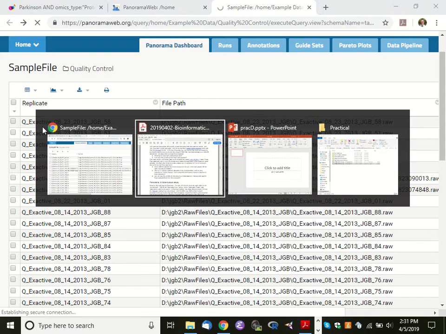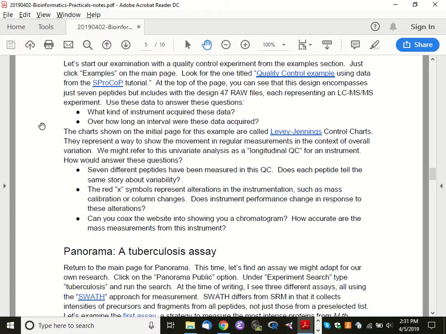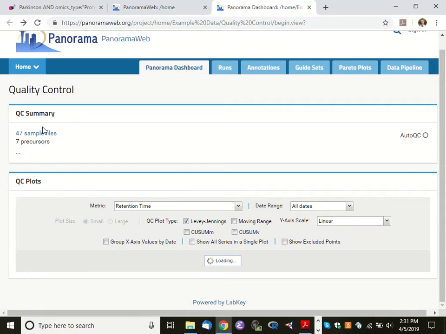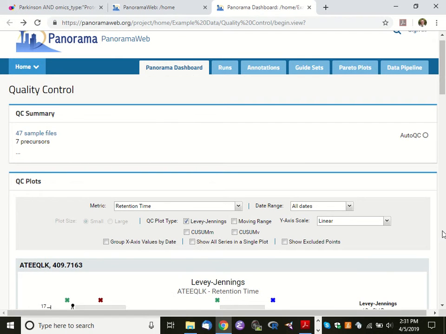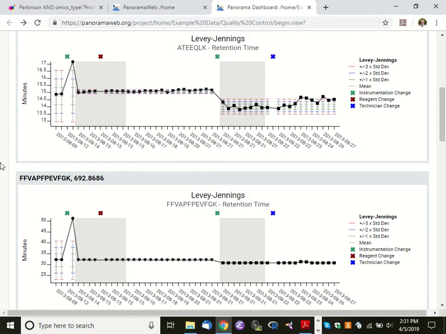Okay, I'm going to back up to that prior screen. Okay, over how long an interval were these data acquired? If they're doing a QC experiment, how many time points over what period was this experiment run? Does everyone see where to grab that? If you look at the citations on the graph here, it's pretty clear. So we see that the most recent of these was run in August of 2013. The very first one was run at the start of August 2013. So this is a pretty narrow fraction of time.